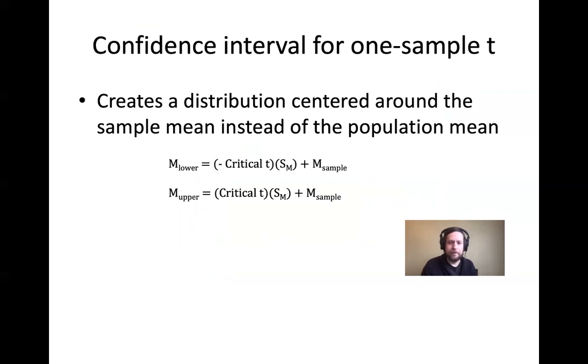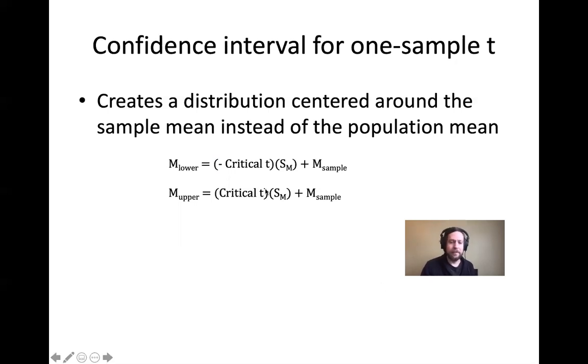So confidence intervals, we've done confidence intervals before. In chapter 8, we did confidence intervals for the Z statistic. Now we are doing confidence intervals for the t statistic. It's not really that much different. There's a couple small minor changes, and that's it.